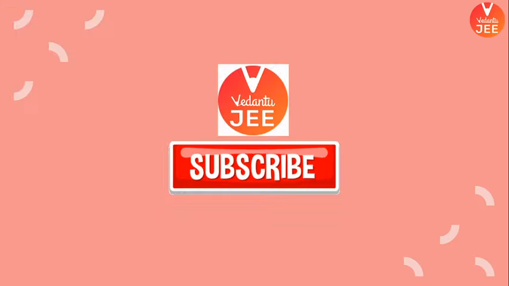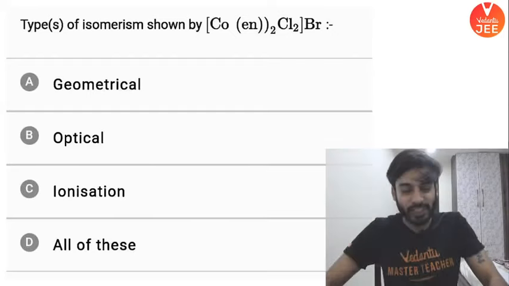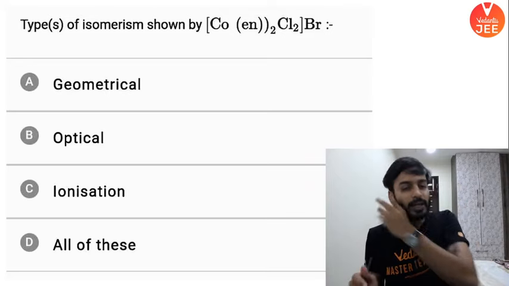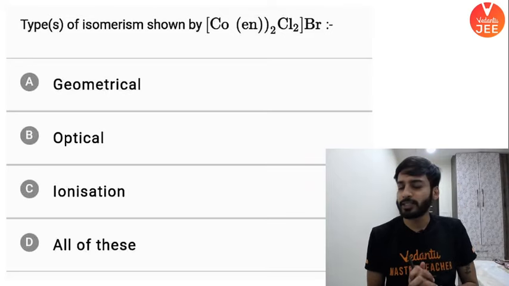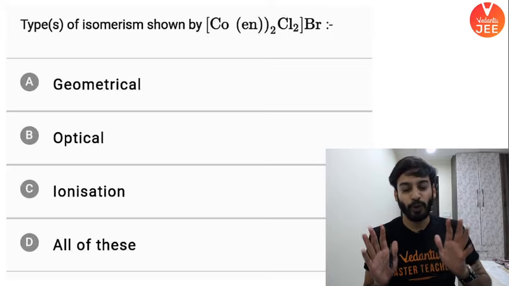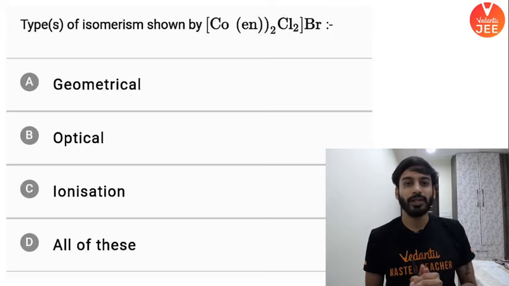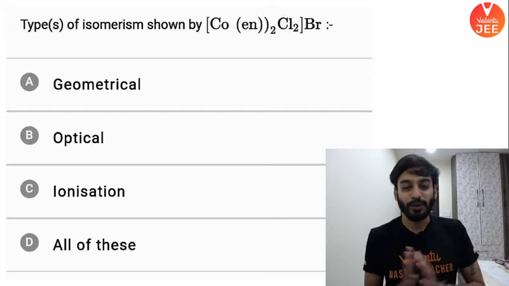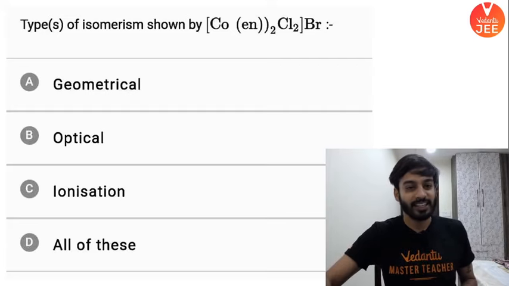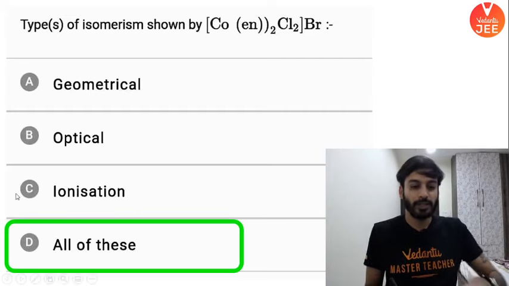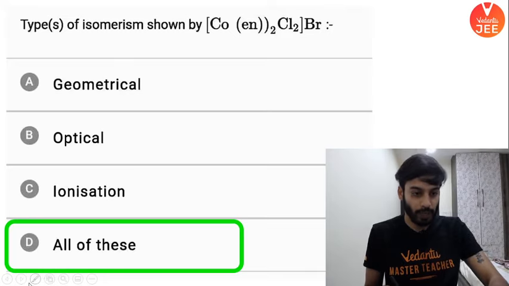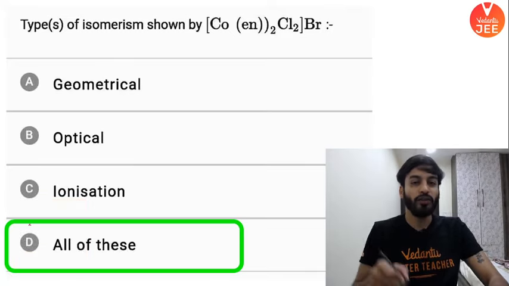It's fun. All right, so let's do the first question, boys and girls. First question: type of isomerism shown by this complex. Pause the video, answer for yourself. All right, I hope you got your answer. Let's discuss this. Answer is option D. All of these are correct.